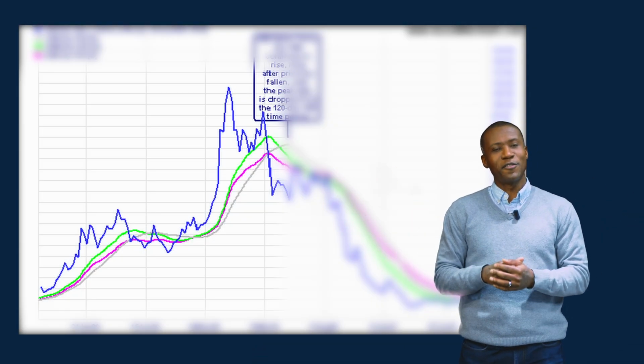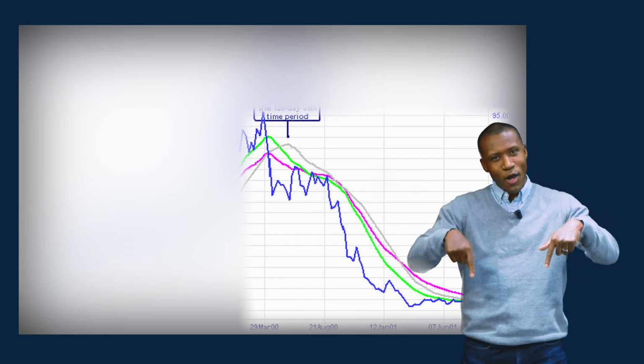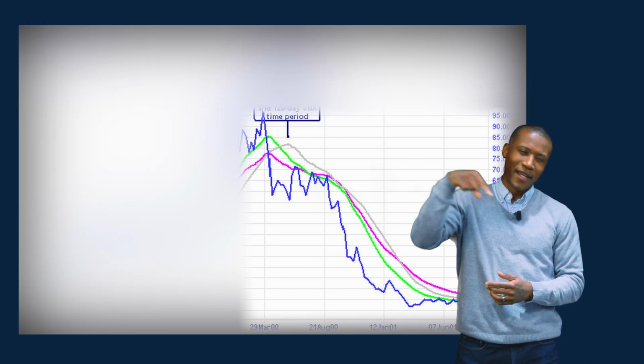So how do we identify the trend? Now the easiest, most common answer here is if the price of a security is above its moving average, it's considered to be in an uptrend. If it's below the moving average, it's considered to be in a downtrend.